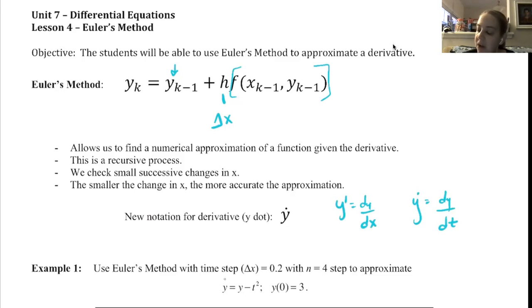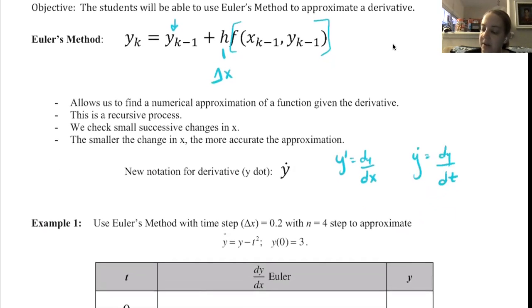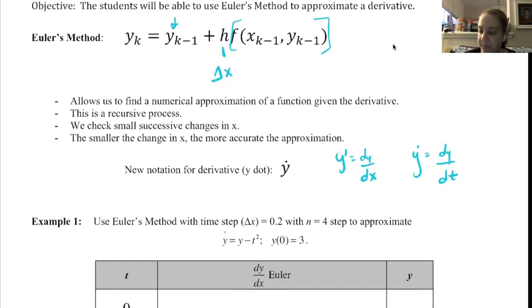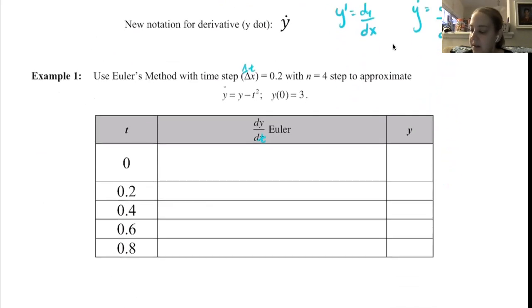So example 1, use Euler's method with a time step delta x equals 0.2 with n equals 4 steps to approximate y dot equals y minus t squared, y of 0 equals 3. Now, two little notation things here, and this is my old typing, I apologize for that. This y dot, if I just told you it meant dy/dt, this should be a delta t instead of a delta x, and this would be dy/dt if we're talking about time. Not the end of the world, but I just wanted to be consistent.